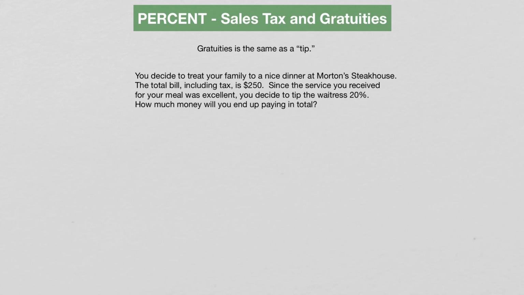So, again, there are two ways to calculate this. The first way is a two-step process, similar to what you saw in the previous problem. So we're going to solve for our tip this time. And our T for tip is going to equal the $250 times 20%, so 0.20. That amount is then $50.